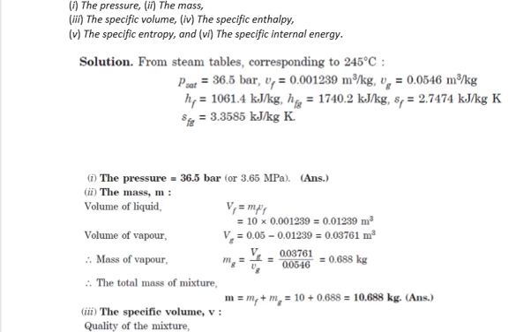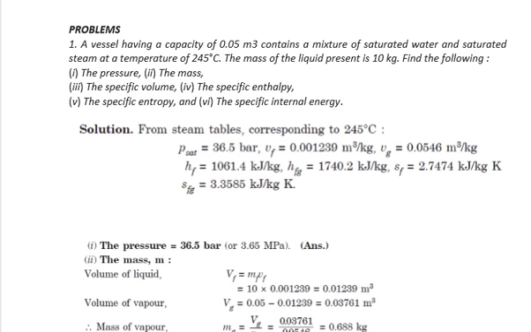The first problem we have taken is: a vessel having a capacity of 0.05 meter cube contains a mixture of saturated water and saturated steam at a temperature of 245 degrees Celsius. The mass of liquid present is 10 kg. Find the following: first, pressure; second, mass; third, specific volume; then specific enthalpy, specific entropy and the specific internal energy.